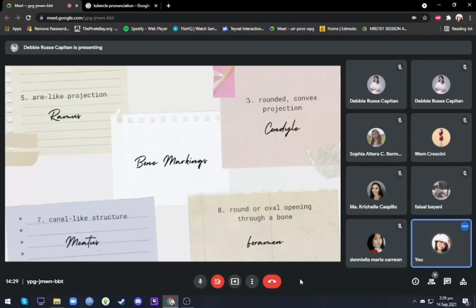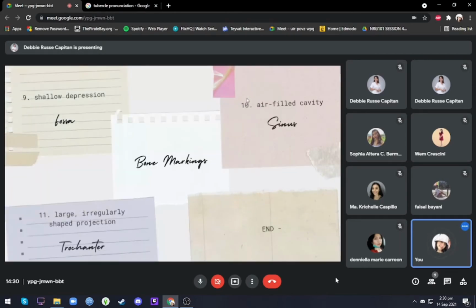Number 5, the arm-like projection. This is the ramus. Number 6, the rounded convex projection. This is the condyle. Number 7, canal-like structure, the meatus. Number 8, round or oval opening through a bone. This is the foramen.